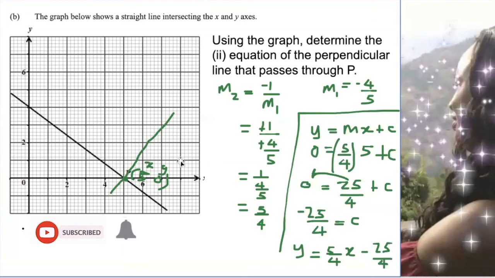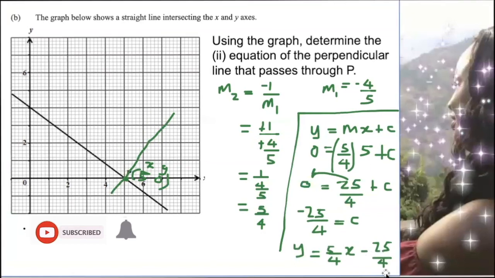So what's happening here is that we replace the gradient, m is 5 over 4, and c, which is minus 25 over 4. And that's it.